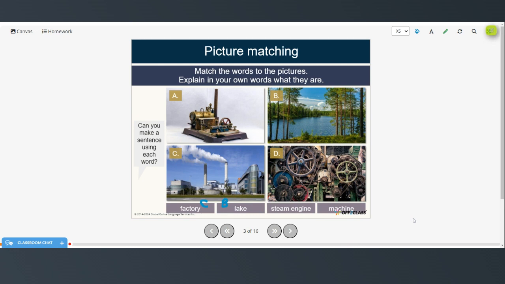A steam engine would be A. So this is a source of power that uses steam made by heating water. And D is a machine, which is a tool for making products faster and easier than they can be made by hand.